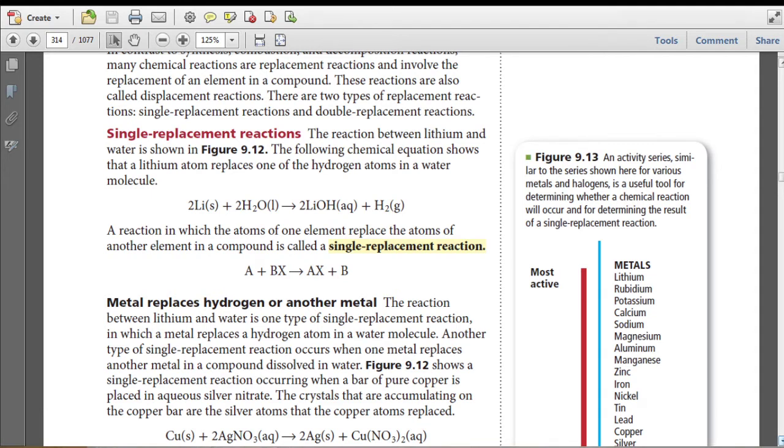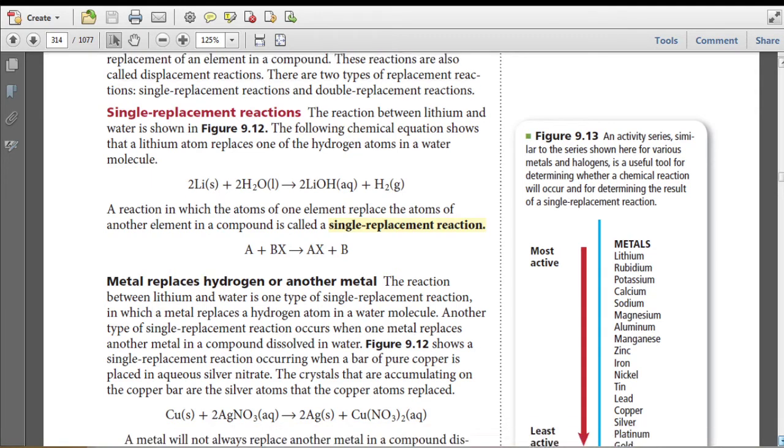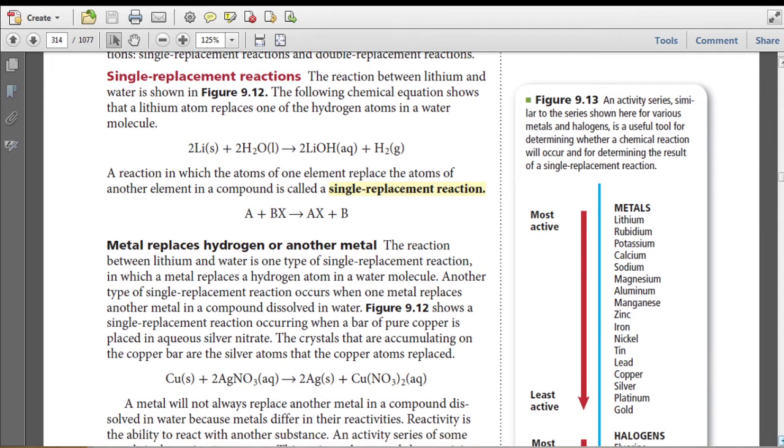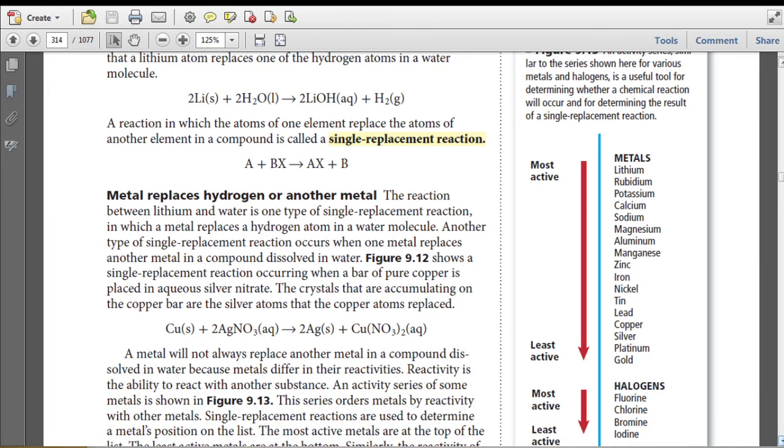Figure 9.12 shows a single replacement reaction occurring when a bar of pure copper is placed in aqueous silver nitrate. The crystals that are accumulating on the copper bar are silver atoms that the copper atoms displaced. So copper plus silver 1 nitrate will yield us silver metal as well as copper 2 nitrate.